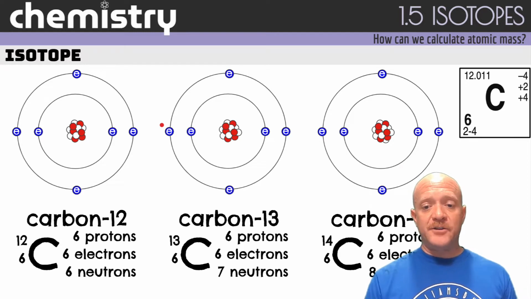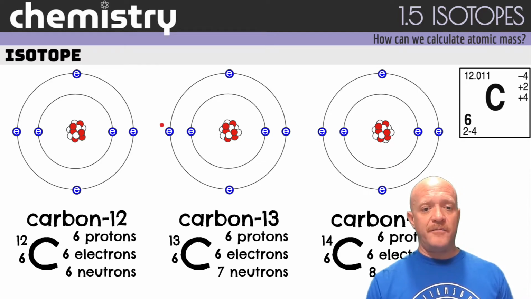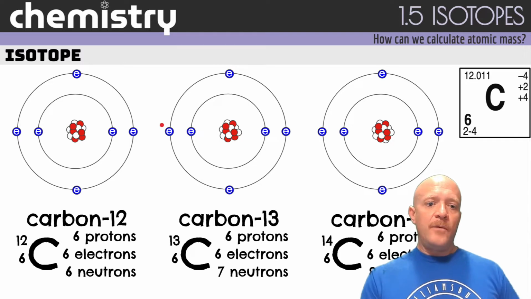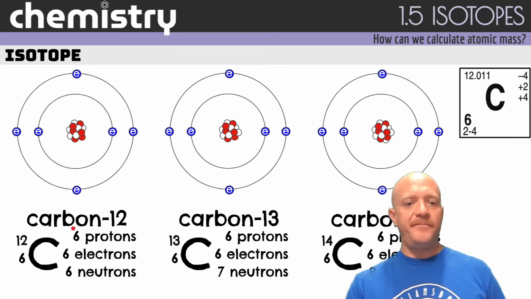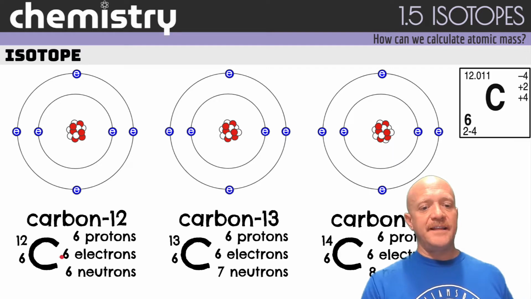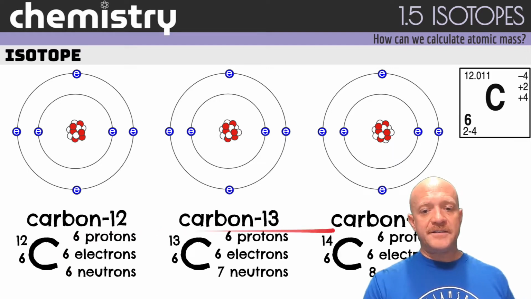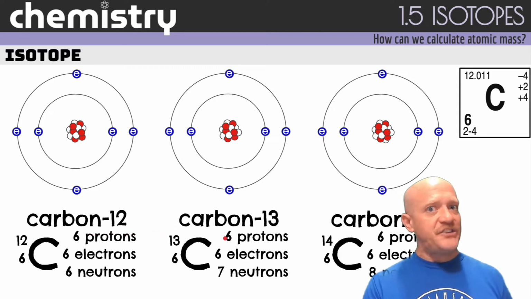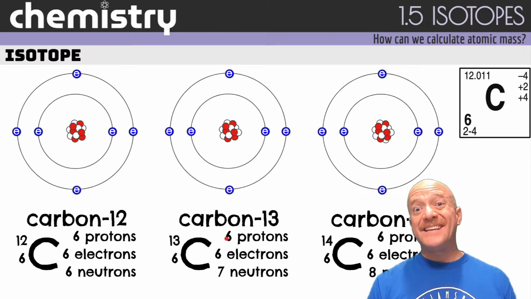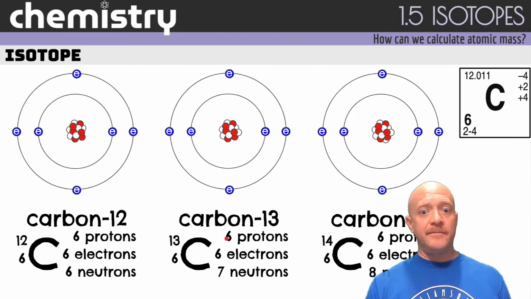There are three main isotopes of carbon, two of which are found more often. We have carbon-12, which is the most common. That has 6 protons, 6 electrons, and 6 neutrons. If you notice, all three of the carbons have 6 protons and 6 electrons. Once you change the number of protons, you're actually changing the identity of the element. So any atom with 6 protons is automatically going to be carbon. And since they are neutral atoms, they are also going to have 6 electrons.